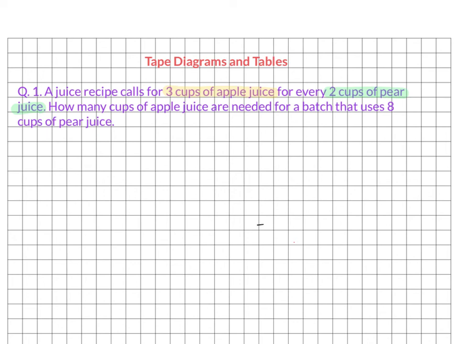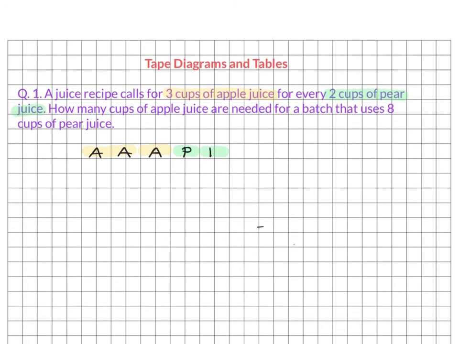So let's start analyzing what we are comparing first. So I have 3 cups of apple juice. I'm going to do 1, 2, 3 cups of apple juice. I can do 3 lines, or I can just go and write. This is 1 apple juice, 2 apple juices, 3 apple juices, comparing to 2 cups of pear juice, 1 cup, 2 cups of pear juice. So this is my given ratio, 3 cups of apple juice to 2 cups of pear juice.